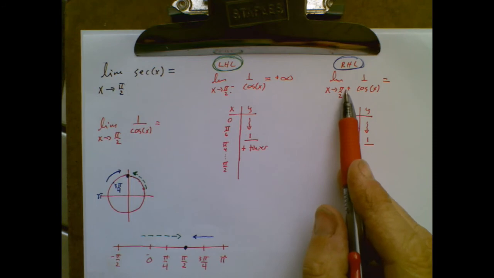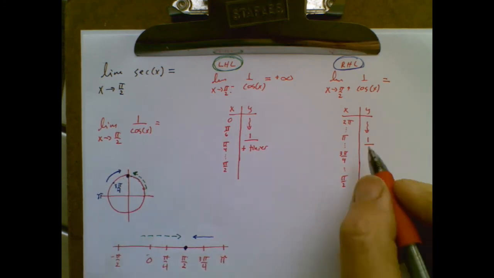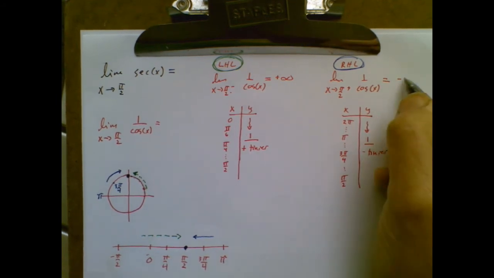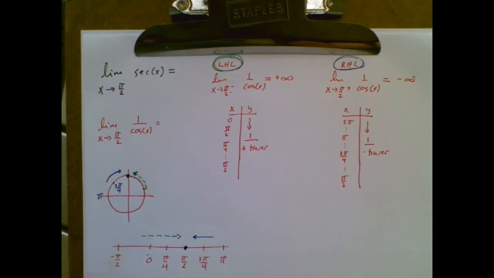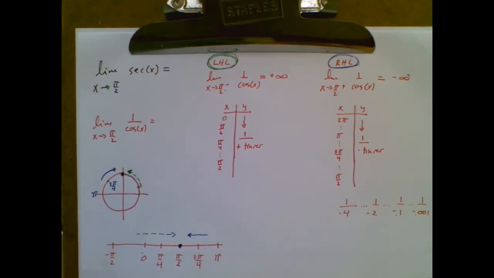Let's approach pi over 2 from the positive side. On the number line, it looks like this. On the unit circle, it looks like this. All of these cosine values, as I get closer and closer, are negative. But those negative cosine values are getting smaller and smaller. So this trend would give us negative infinity, because 1 over something negative, tiny and tinier, would look like this. And we would just keep that going.